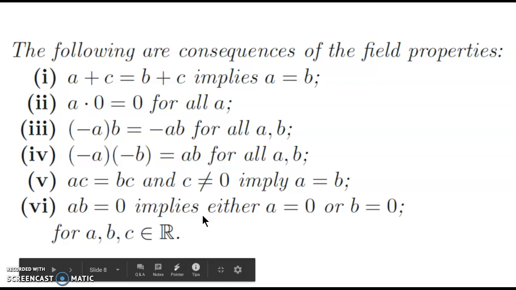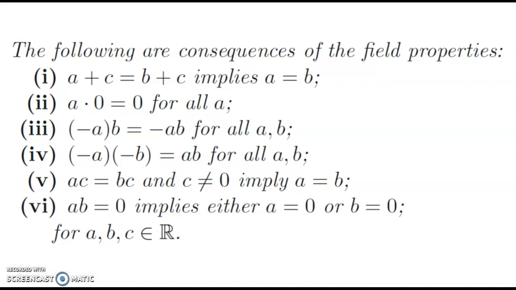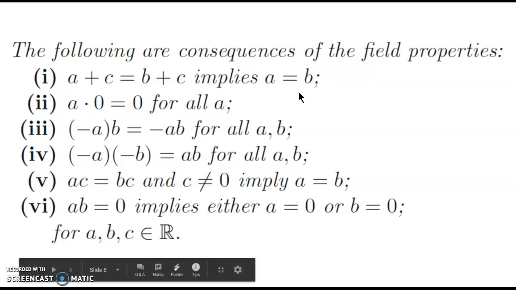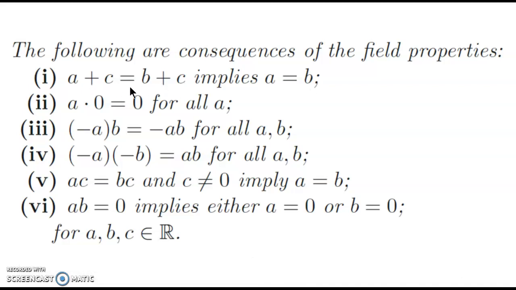Now R has certain properties. The following are consequences of the field properties. A plus C is equal to B plus C implies A equals B. This is known as a cancellation law. The value of A times 0 is equal to 0 for all A. The value of minus A times B is nothing but minus AB for all A, B. The value of minus A times minus B is the same as AB for all A, B.